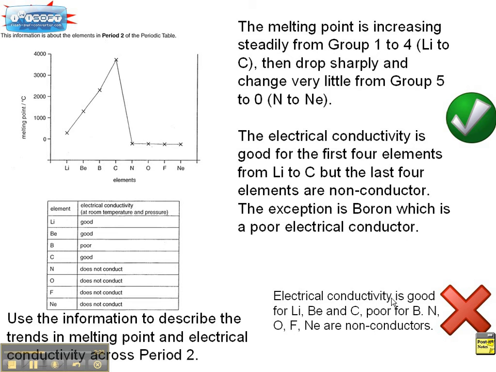And a very common answer would be students just mention the data as seen from the table. Okay, for example, electrical conductivity is good for lithium, beryllium and carbon, poor for boron, and then nitrogen, oxygen, fluorine and neon are non-conductors. So this is no. You do not just mention what is stated, what is seen from the table. You have to process the data. So you have to say, oh, the exception is boron.